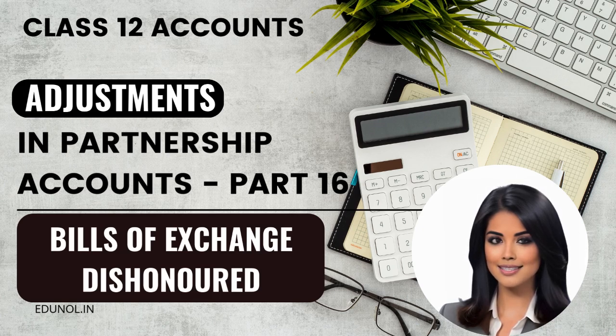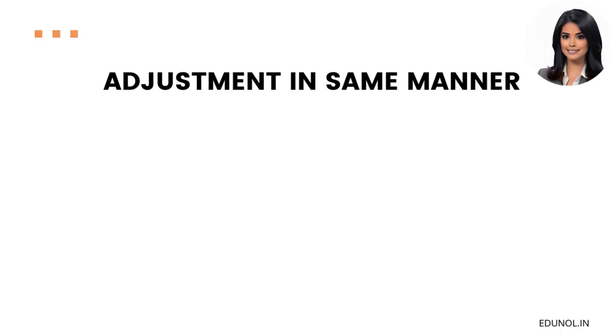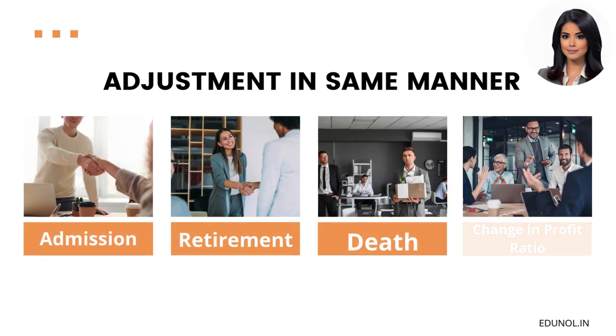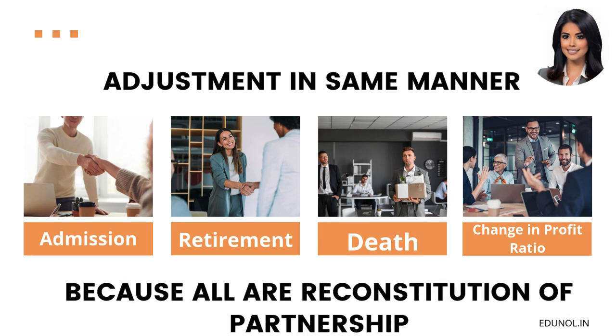Today we will learn about the adjustment for bills of exchange dishonored in partnership accounts. This is part 16 of our series on adjustments, so if you haven't seen the previous lessons, you might want to go back and watch those as well. Please note that the adjustment will be done in a similar manner, whether you are doing admission, retirement, death, or change in profit ratio question. You need not understand the adjustments separately for these chapters.